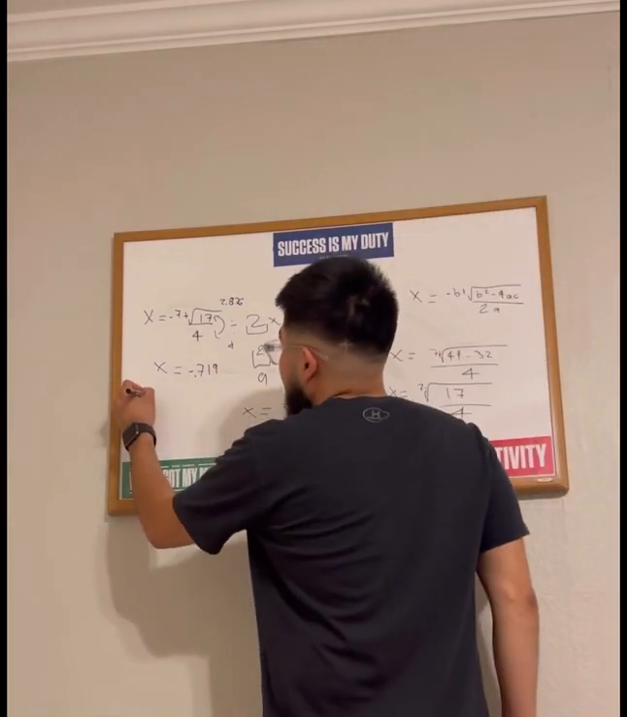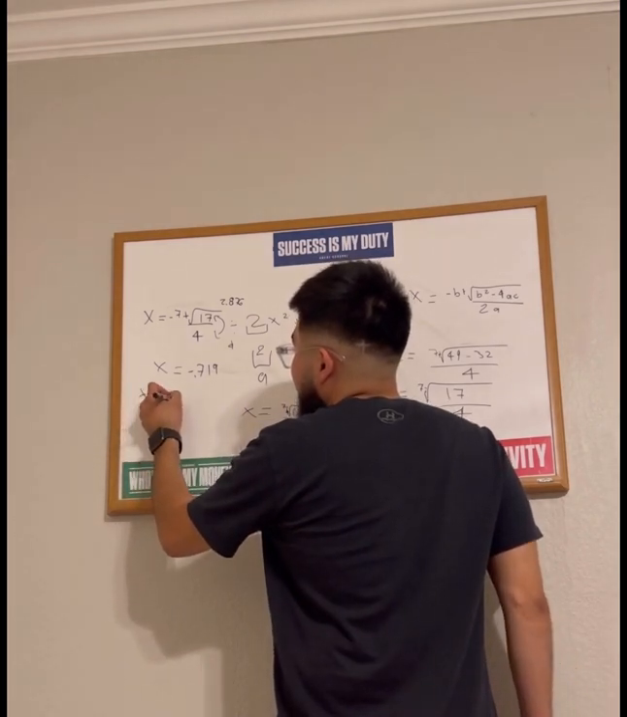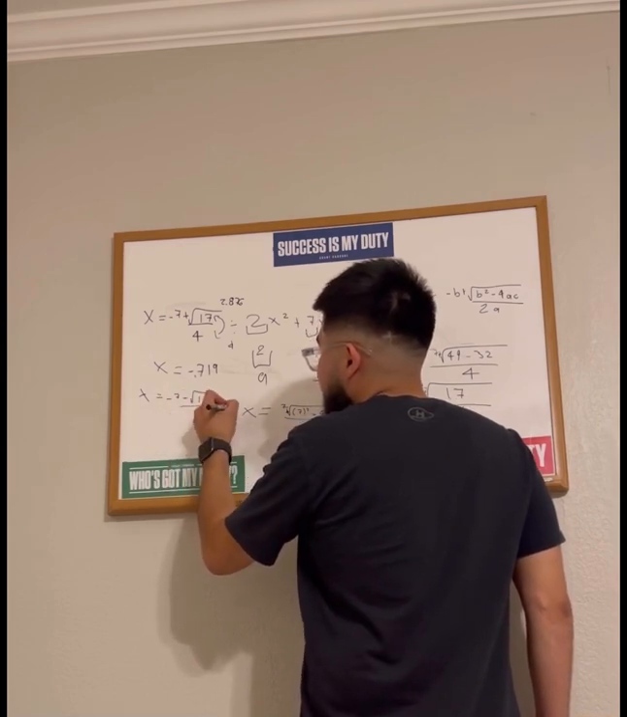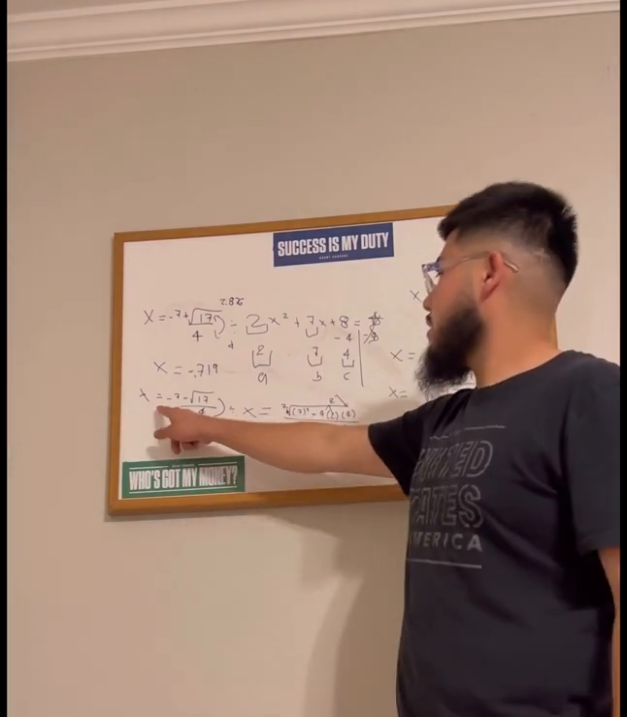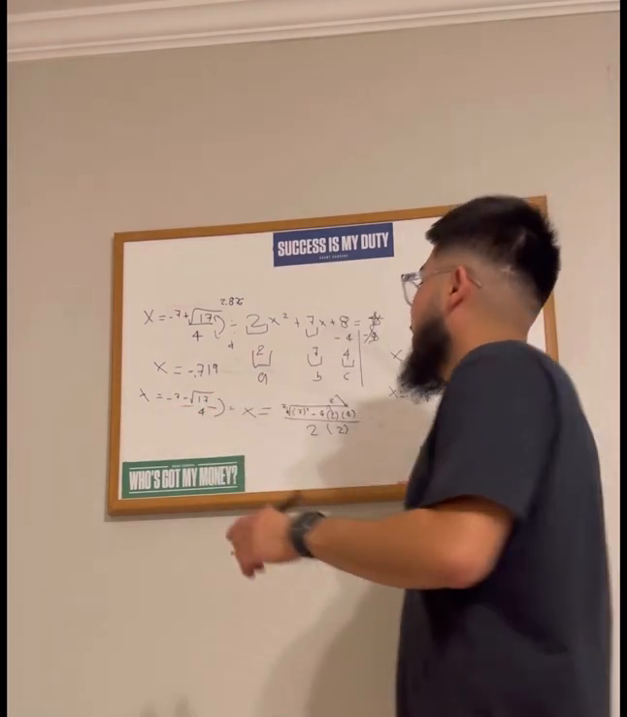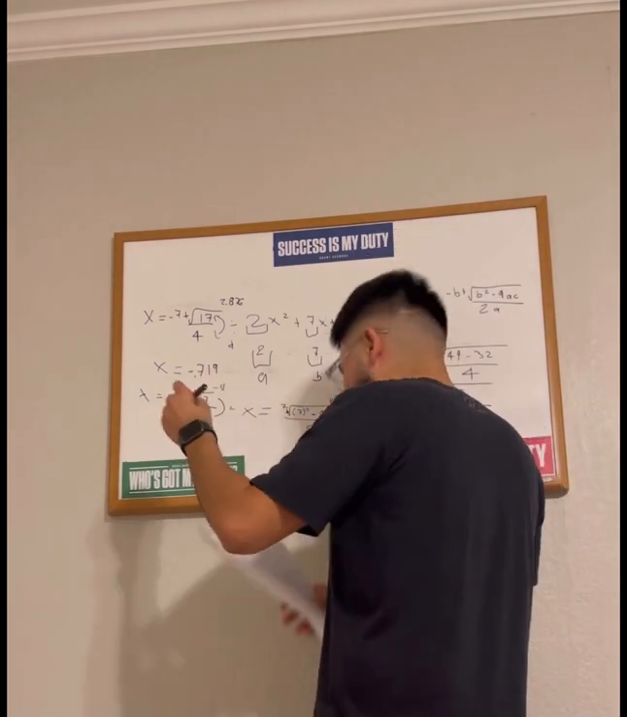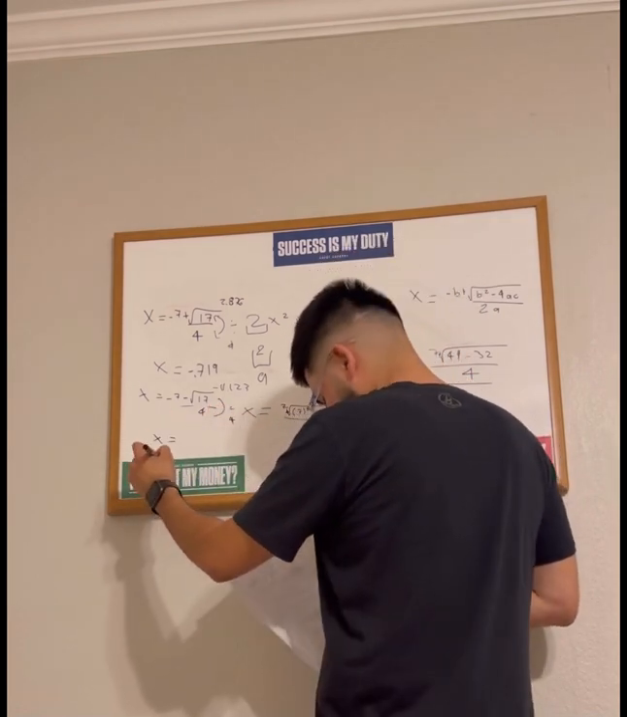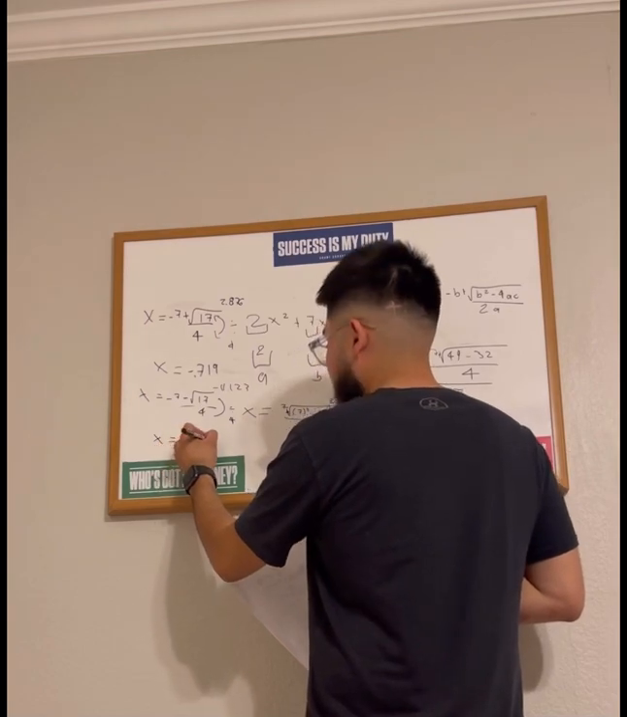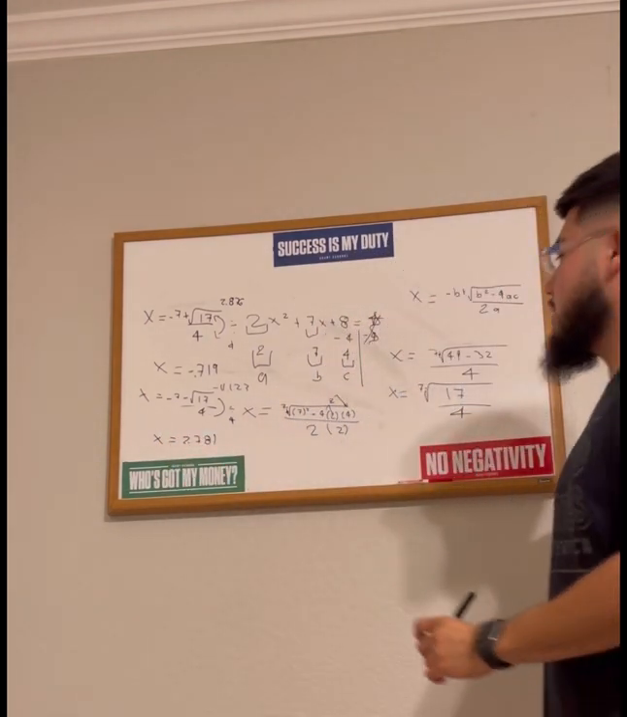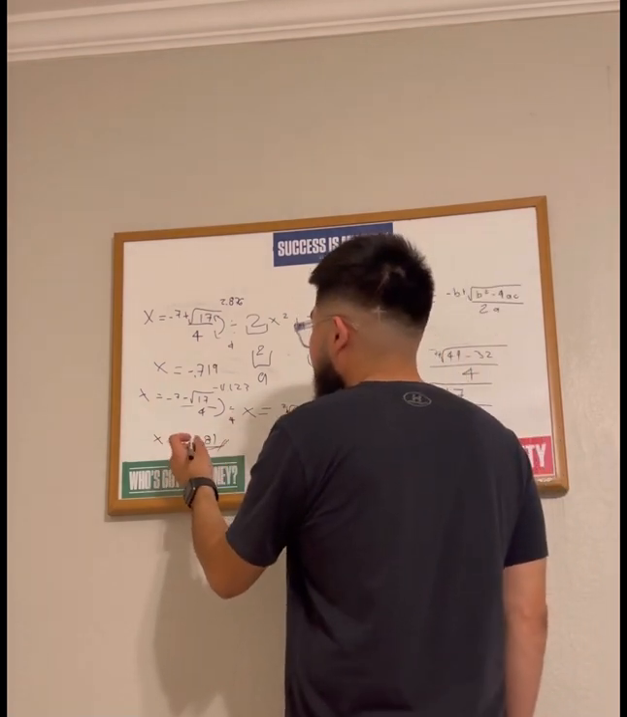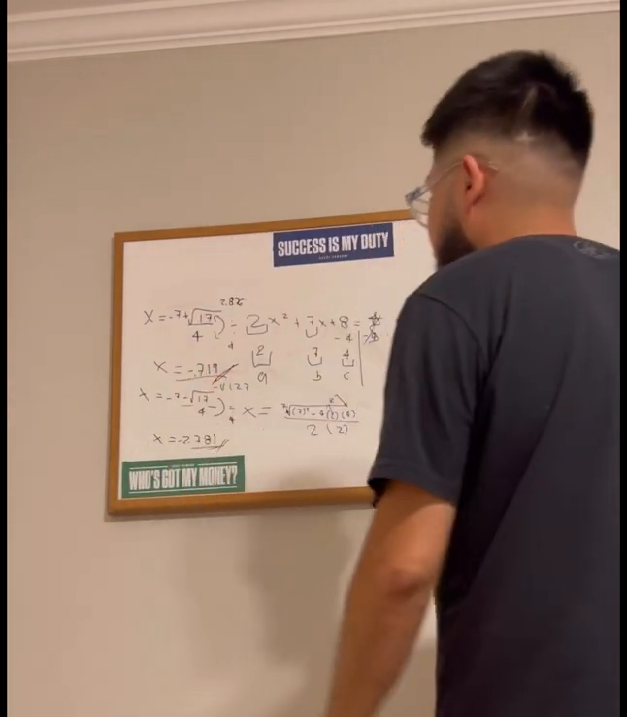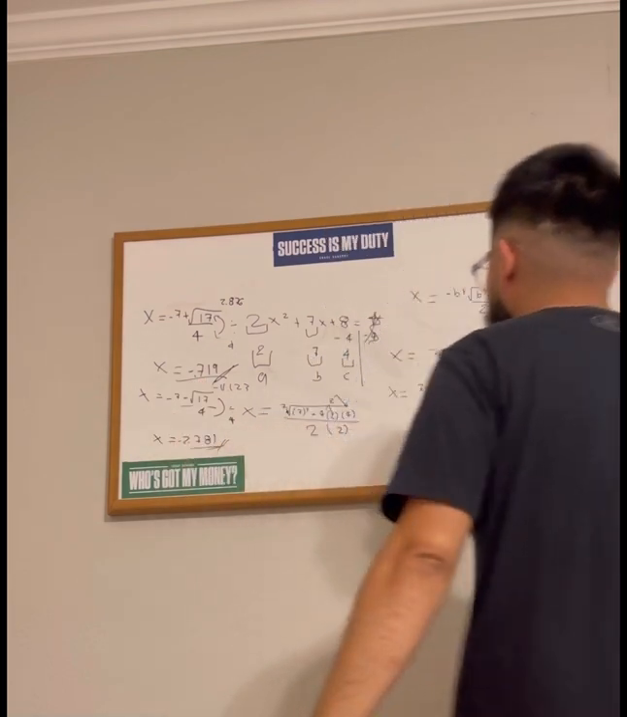I'm going to do the negative one. x equals minus 7 minus the square root of 17, over 4. Okay. So you have to do the same thing. Put all of this in the calculator, and the result for this is minus 11.123. And now you have to do this equation. So x equals 2.781. And this is the answer for the negative one. This is the positive and this is the negative. And that's it.